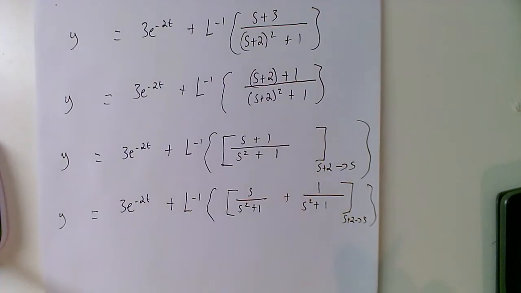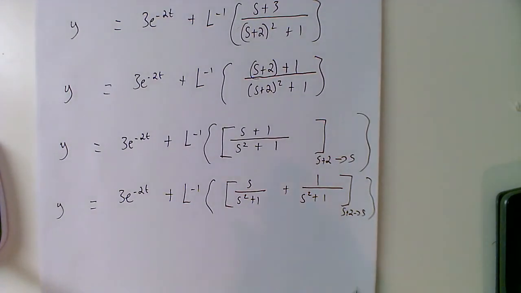So what I've done is split the top of the fraction, so I made it s over s squared plus 1 plus 1 over s squared plus 1. Remember, you can always do that with the top of the fraction, you can never do it with the bottom of a fraction.